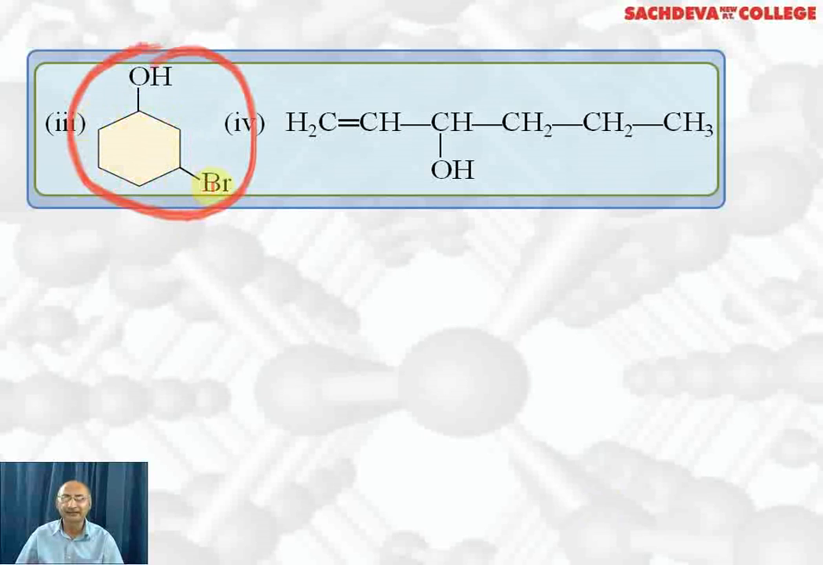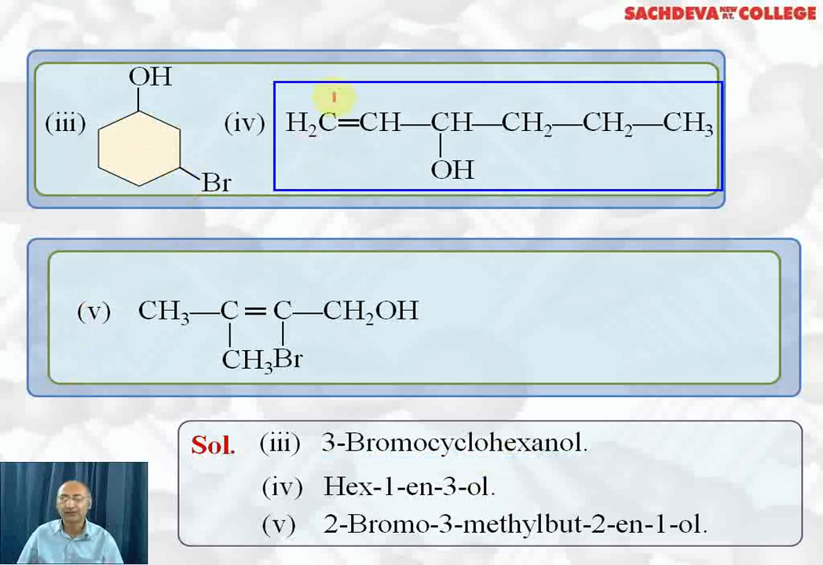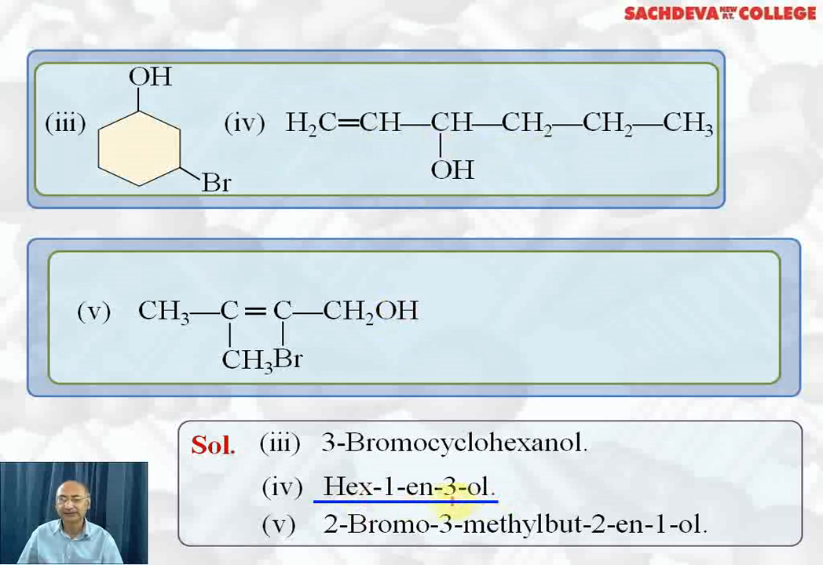Next compound, this is a cyclohexane ring. Bromo is attached at the third position, so it is 3-bromo cyclohexanol. So the correct name is 3-bromocyclohexanol. For this compound, counting will start from this carbon, 1, 2, 3, 4, 5, 6. Total number of carbon atoms is 6. So hex-1-ene-3-ol. This E will be dropped because vowels E and O will not come together.